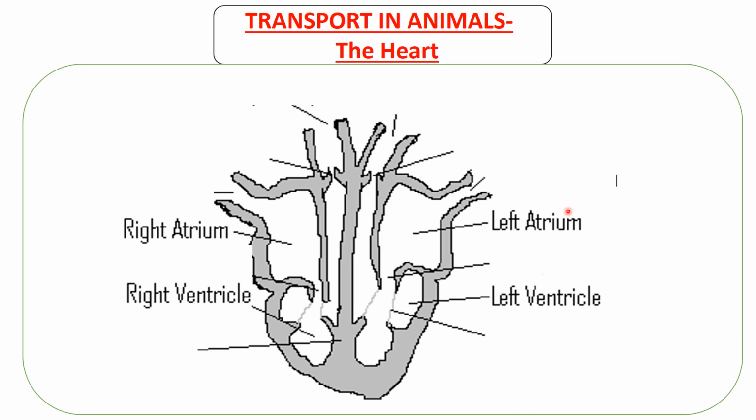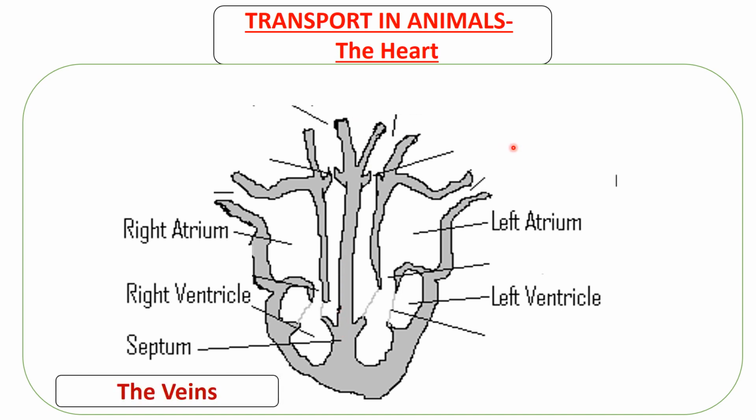These are the chambers: the right atrium, left atrium, right ventricle, left ventricle. Other than that, we have the center of the heart called the septum. So the septum is this part here, that's the septum. Then other than the septum, we have the veins.